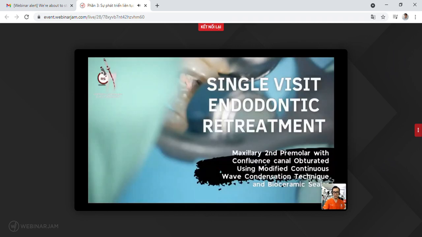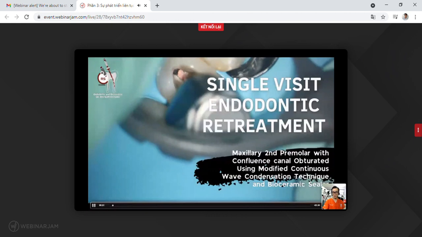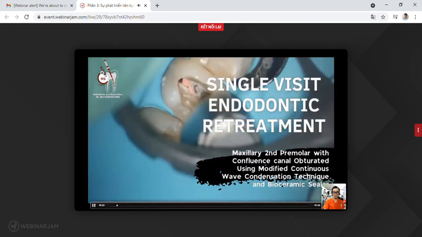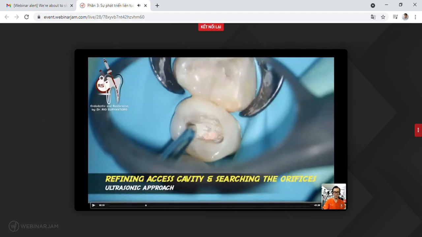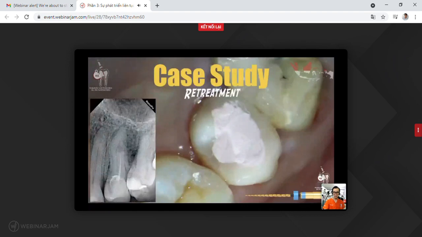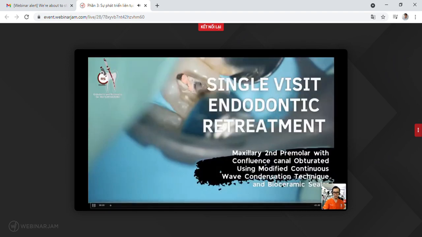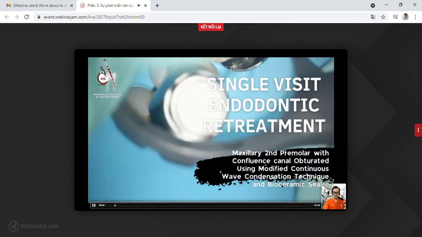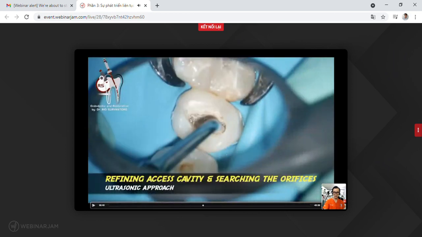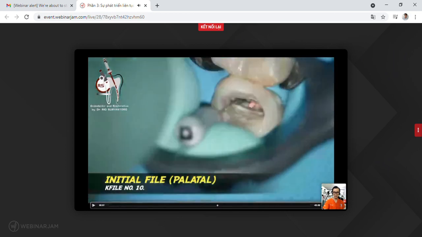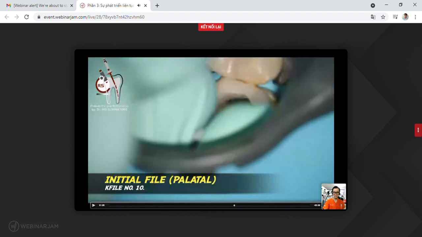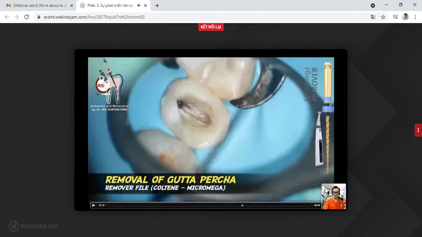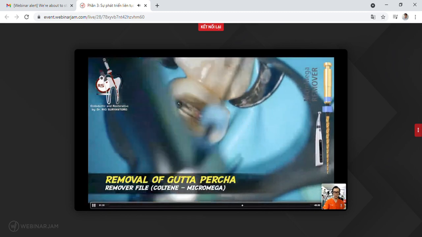And in this one, in removing the gutta percha, I use remover files. So first, you have to refine the access cavity, refining it using an ultrasonic device. And okay, so I place the initial files. And now is the turn when I use remover files.